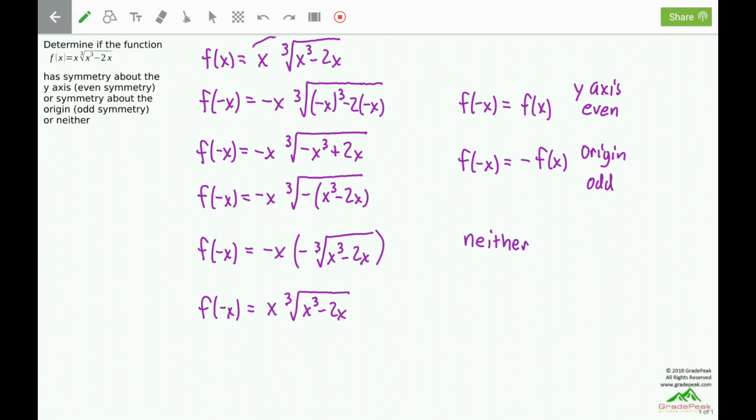Comparing this to the original, it is exactly the same as the original. All the signs match. Therefore, f of negative x equals exactly f of x, which is the condition needed to have y-axis even symmetry.